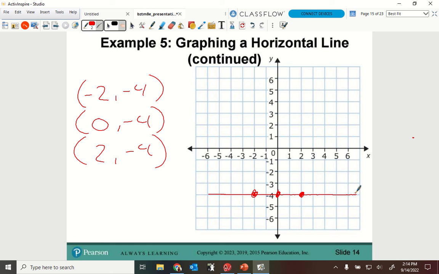So this is a vertical line. Horizontal line. What's the slope on this one? Is it going up and down? No, my slope is 0. My slope is 0. So there is no slope. There is no incline, there is no decline.